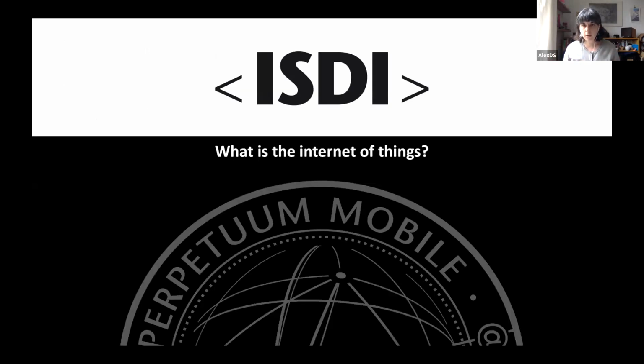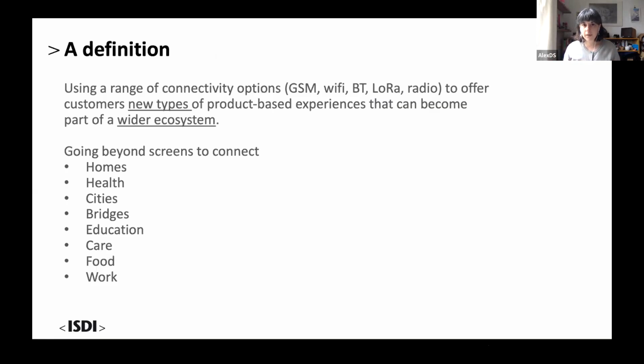So let's get started. What's the Internet of Things? It's a little bit like talking about design and what's design. So depending on who you're going to speak to in your career, you're going to get slightly different versions of this. I like to use a cross-disciplinary, transdisciplinary definition and just say that it's about using a range of connectivity options to build new types of product experiences. And hopefully those product experiences can become part of a wider ecosystem of experiences.